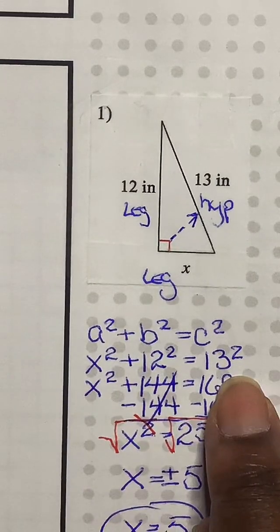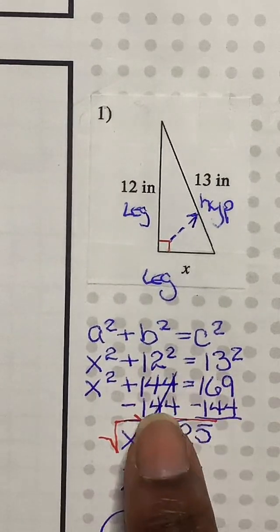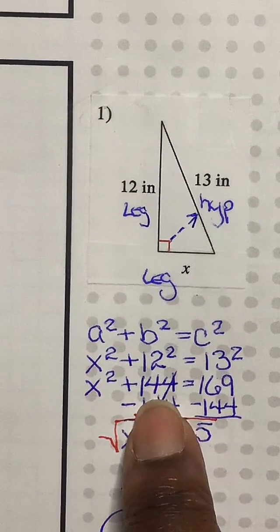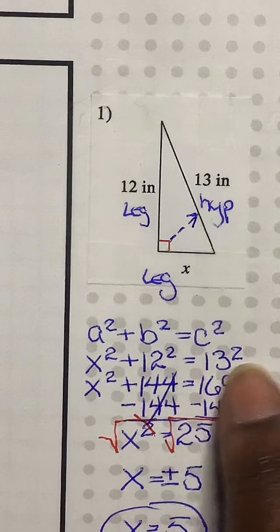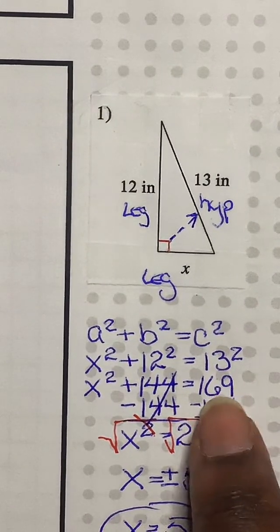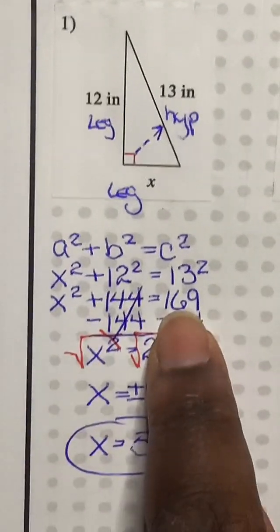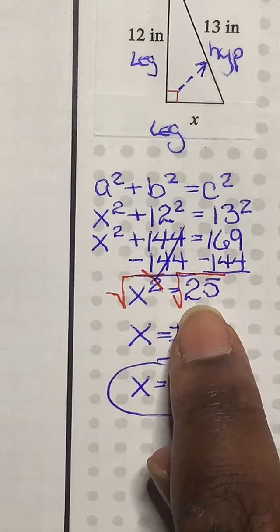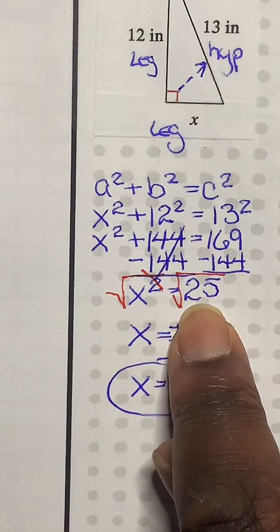We plug in our information. 12 squared is not 24. It's 12 times 12. That's where the 144 came from. 13 squared, same thing. It's 13 times 13. That's where the 169 came from. Okay? We subtract the 144 and we got 25.